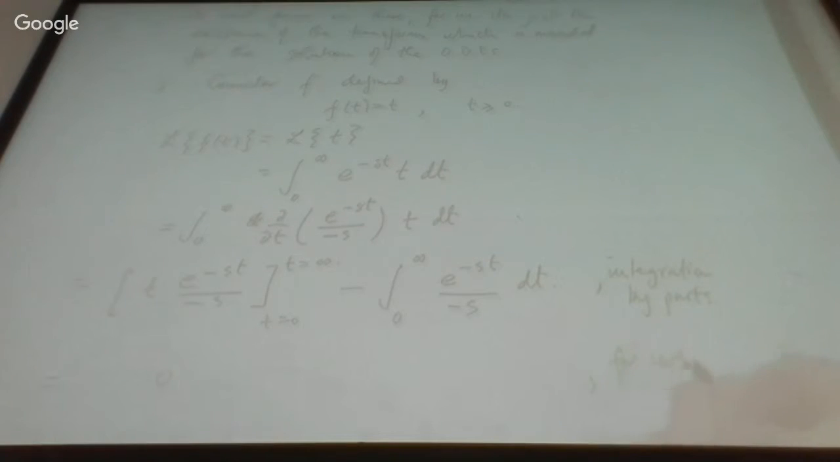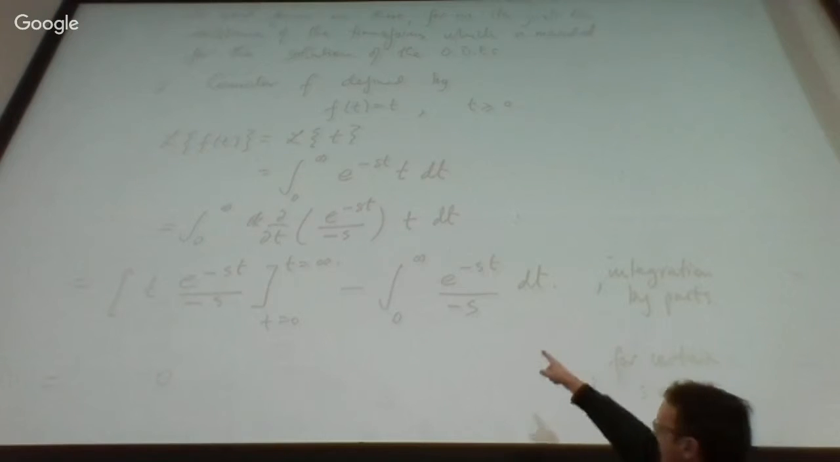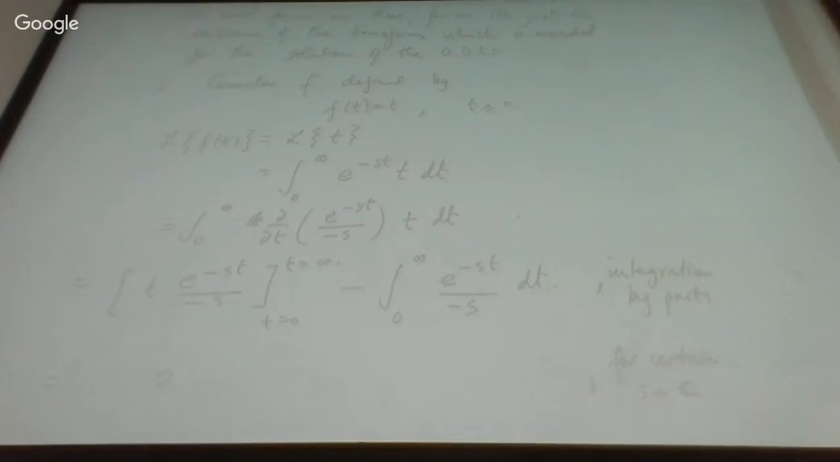Or let's just say for certain s, those with real part greater than 0. And then how does this integral here behave? Well, the minus s can come out, and we've got plus 1 over s, the integral 0 to infinity, e to the minus st dt.